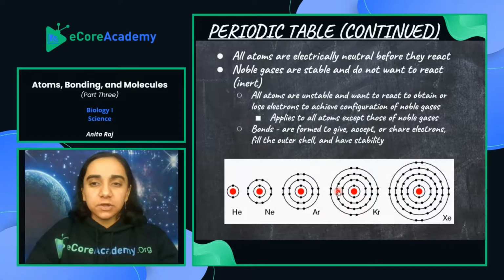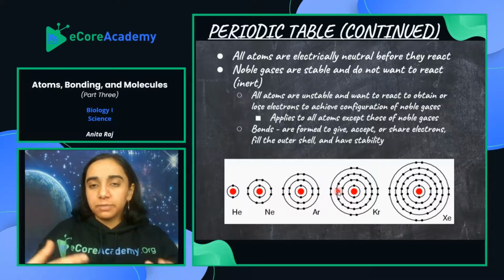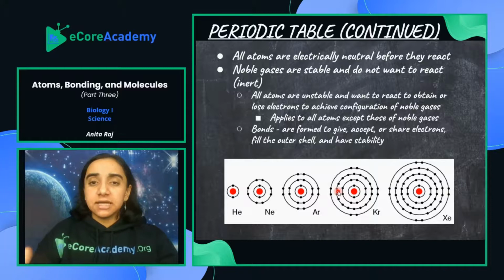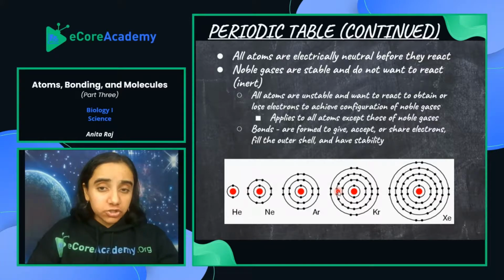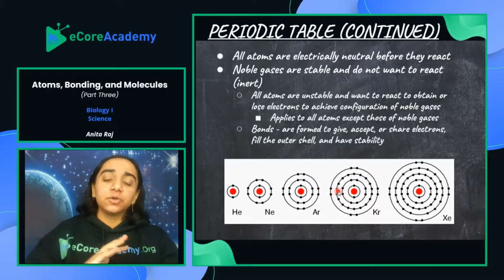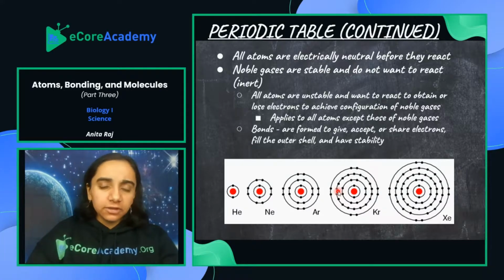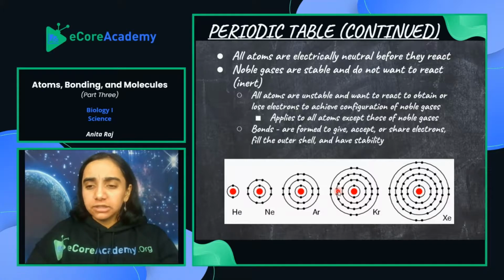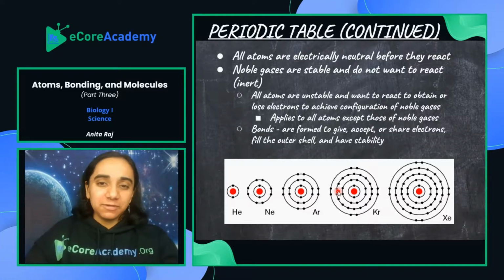So all atoms are electrically neutral before they react, meaning the amount of protons will balance the amount of electrons, so it has a net zero charge. The noble gases are just like this. They are electrically neutral, but on top of that, they're also stable, and they don't want to react no matter what because they are inert, because they have a full outer shell, so they don't need to fill up their shell. They don't need to get rid of electrons. They have the happy number, if you want to think of it that way. They don't need to change anything about themselves. They're happy the way they are.